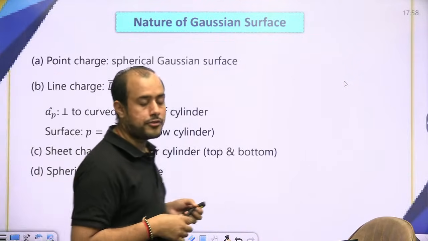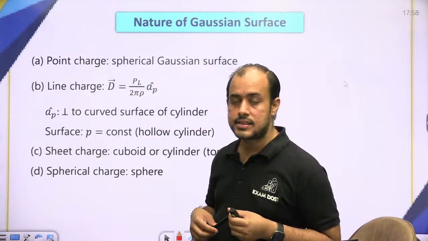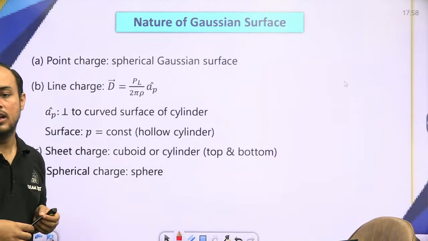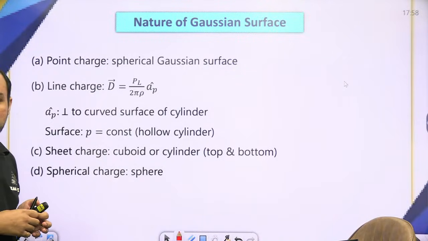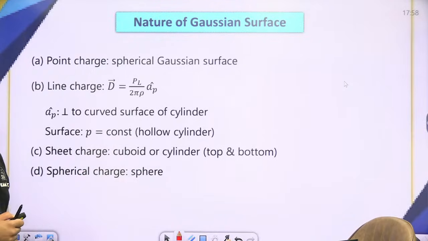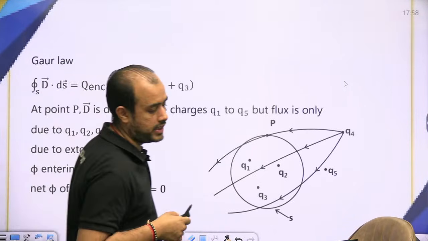Okay, so now for point charge we take a spherical surface, for line charge we take a cylindrical surface, ठीक है, or you can say a hollow cylinder. For sheet charge either you can take a cuboid or a cylinder. For spherical charge take a sphere.